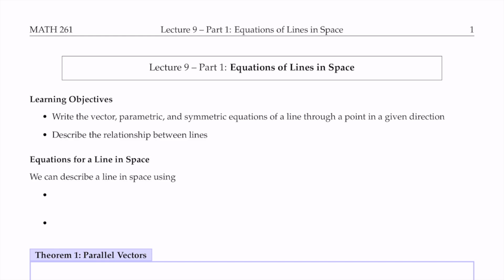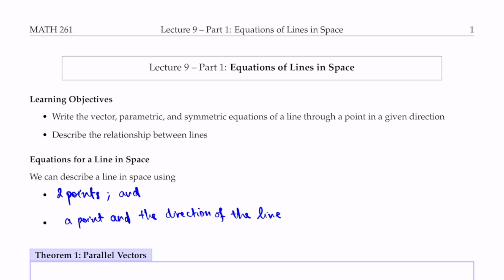So again, equations for a line in space: we can describe a line in space using 2 points, or a point and the direction of the line. I'm going to use different terminology interchangeably throughout the lecture. For the direction of the line, I can also say the parallel vector or direction vector.